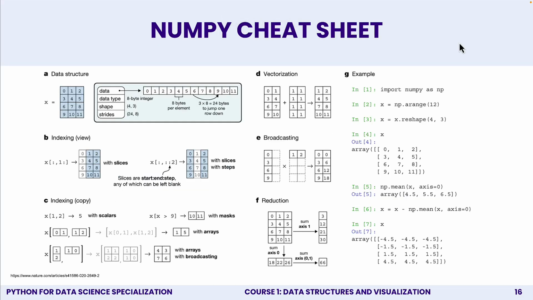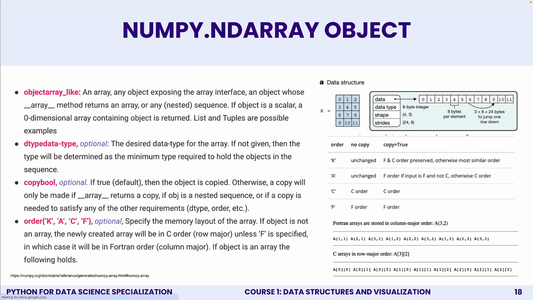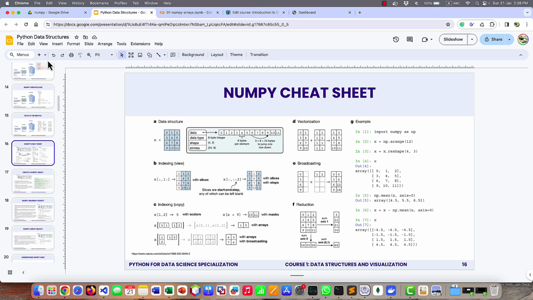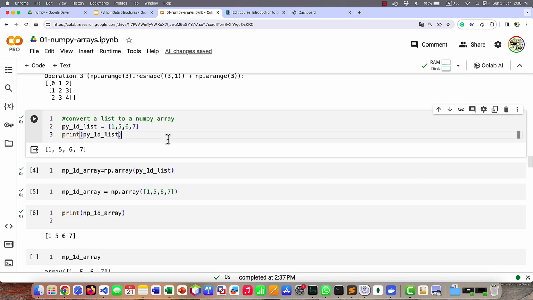So this slide summarizes all the different functionalities. It's like a cheat sheet for NumPy array. You can print it with you to get used to or to understand all the different types of operations on NumPy. So let's complete the code here just to look at the different other functionalities.